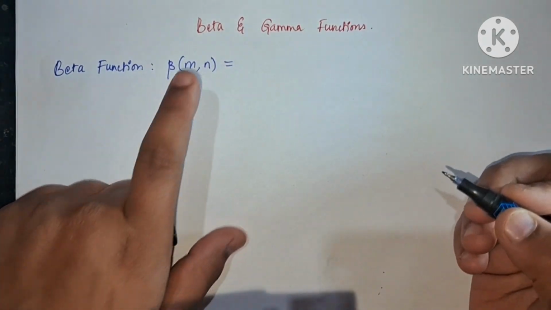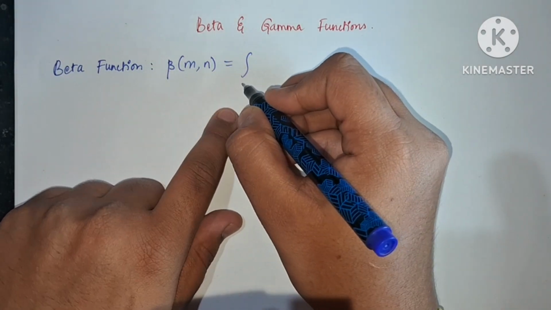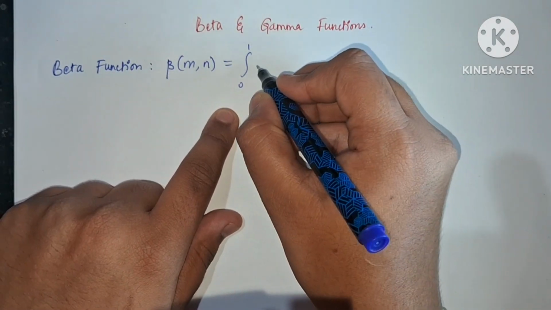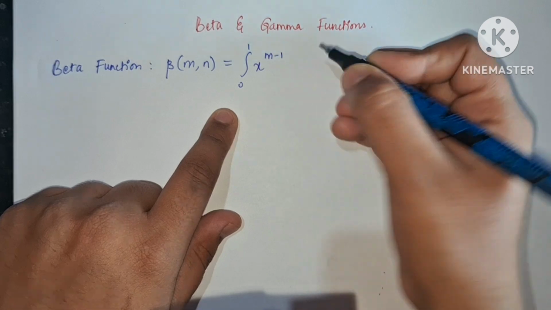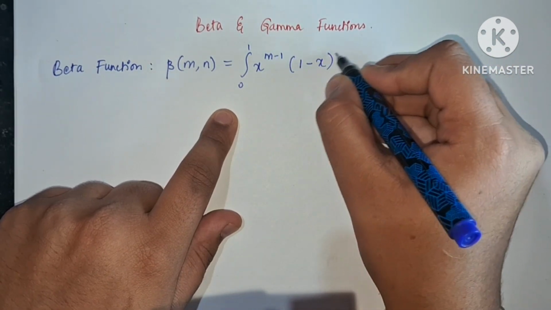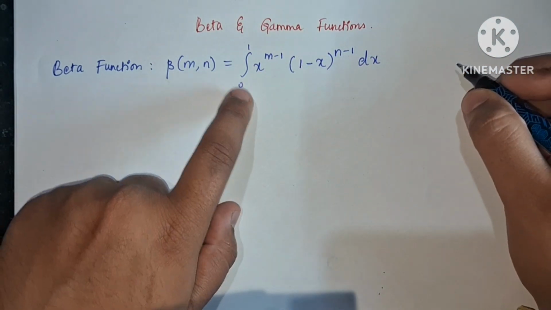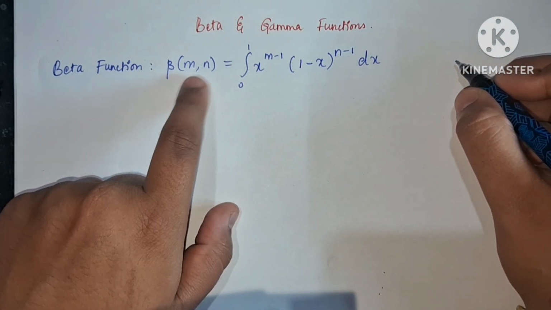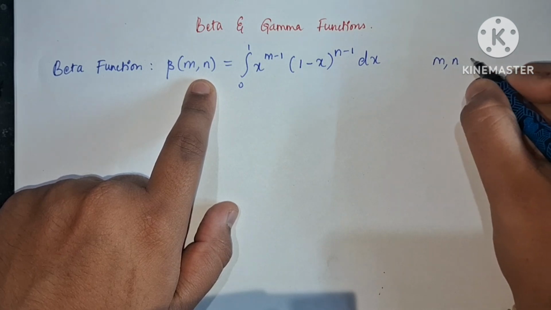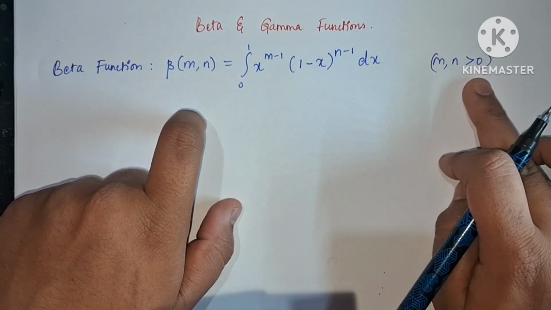Since I told you already, this is a definite integral, so it will have limits. So 0 to 1, x to the power m minus 1 times (1 minus x) to the power n minus 1, dx. And this is true when m and n are greater than 0. Always remember, m and n values will be positive.